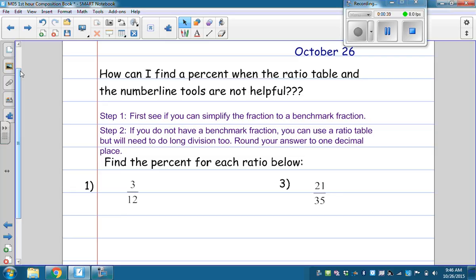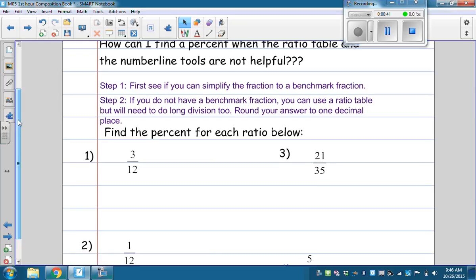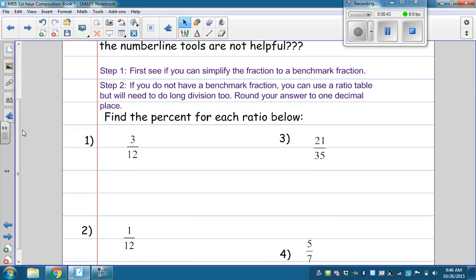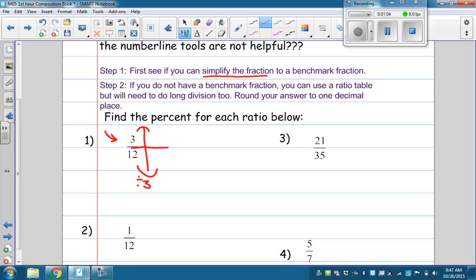Okay? So what's the first step, Oliver? Okay, so for number one, to see if you can simplify. First step would be to simplify the fraction. So if you look at this and you say, that doesn't look familiar, it's not a benchmark fraction, the first step is to see if you can simplify it. I don't know if you heard Oliver, but he said you could divide by 3. Good job. And then once you see that, if you recognize it, you can just write the answer down.